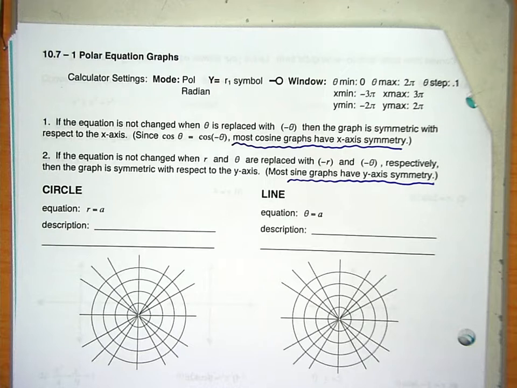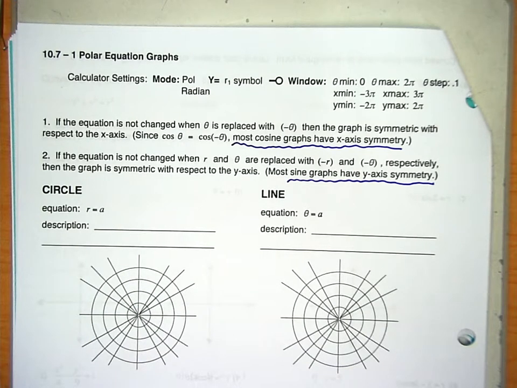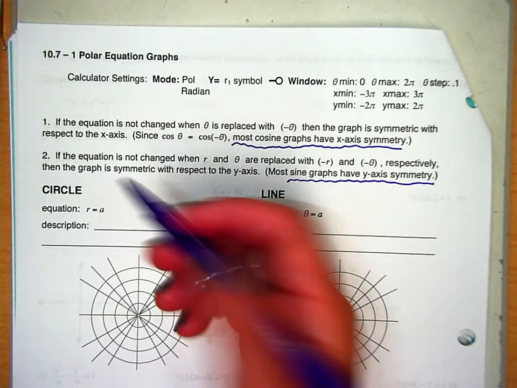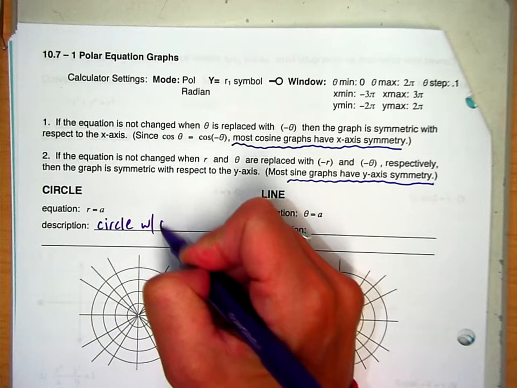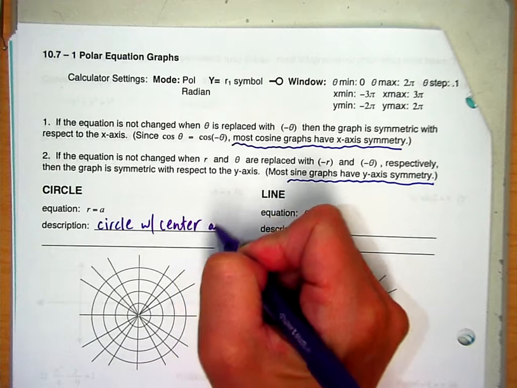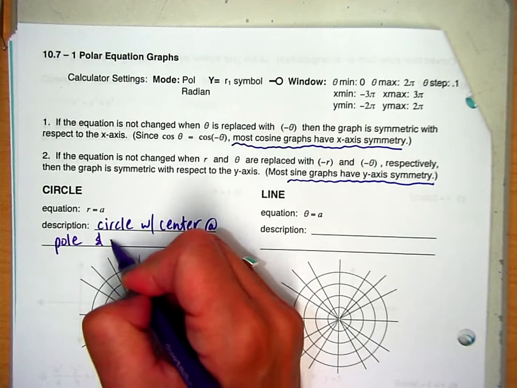Okay. We're going to start with a couple easy ones. So the first one is a circle graph, and the equation is very simple. It's just r equals a. Okay, so a is just any number. So what does that mean in terms of a description? It's just a circle with center at the pole. Remember, we call it the pole, not the origin. And radius a.